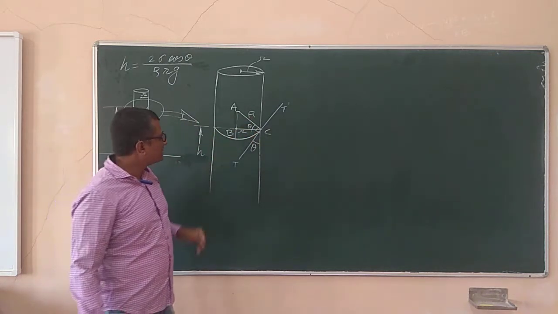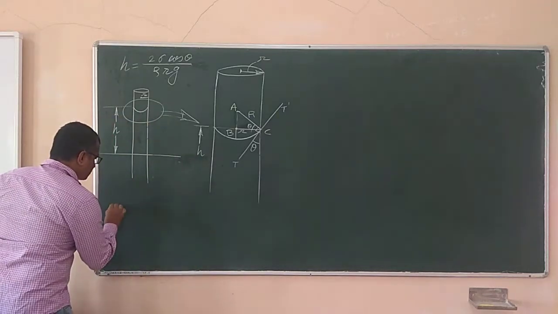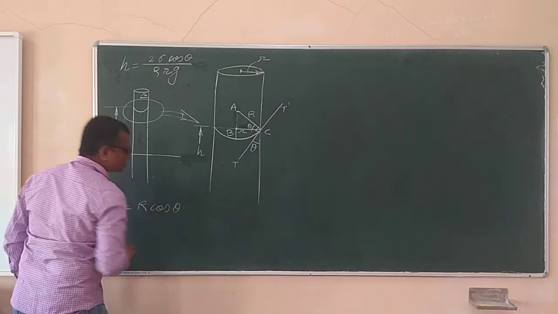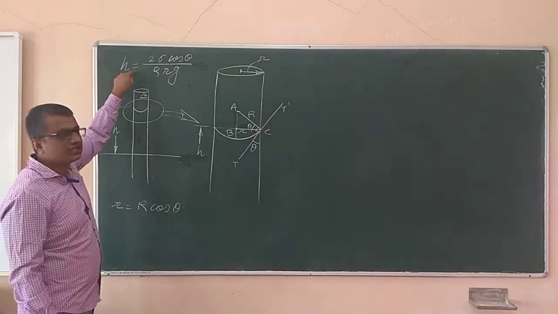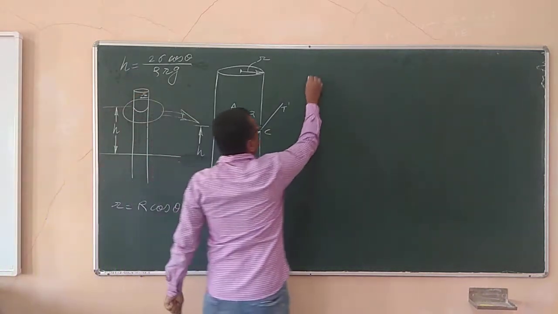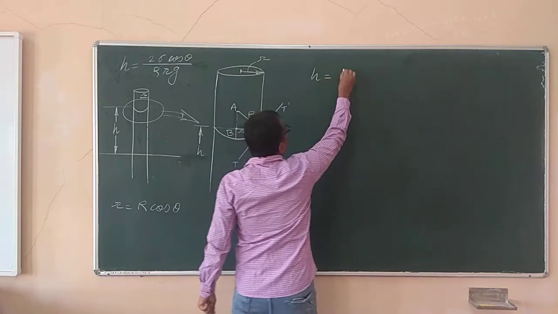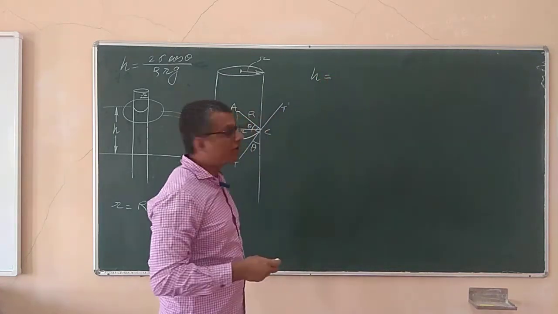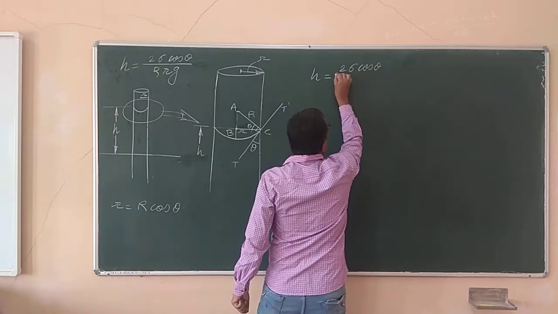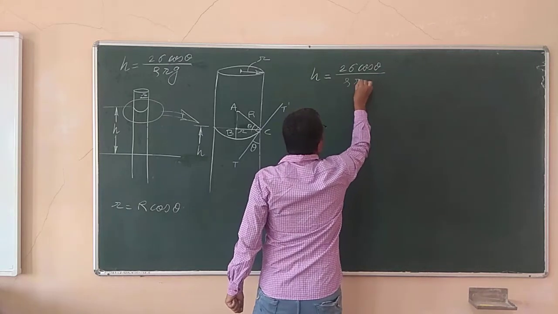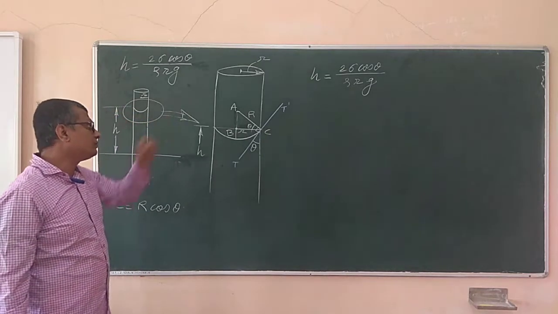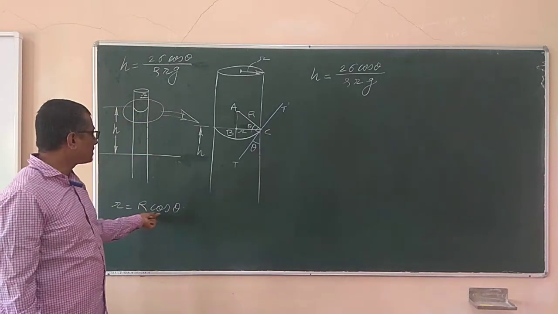So from this figure, it is clear that I can write down the equation for small r. Small r will be equal to R cos theta. And we have this equation, that the rise of liquid level in the capillary tube is given by h. Now I would like to use that equation, small h, the height of liquid level in the capillary tube, is given by twice sigma into cos theta, divided by rho r g. So out of this, small r, which is the radius of the capillary tube, I would like to replace it by this small r, that is equal to capital R into cos theta.